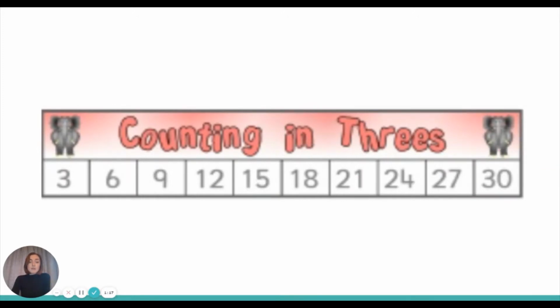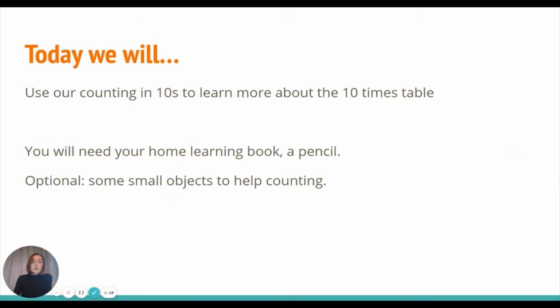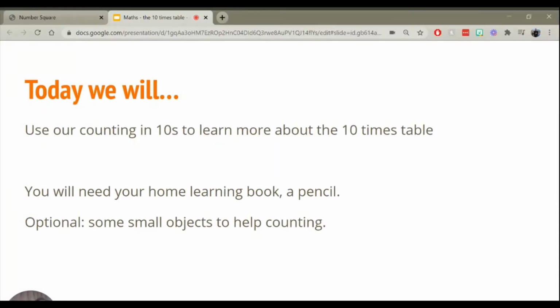Wow, well done everybody. So this week we have been practicing our 2 times table and our 5 times table. And today we are going to do one more times table. We're going to use our counting in tens to learn more about the 10 times table. And you did look at this a little bit in year 1. So you will need your home learning book, a pencil, and optional if you would like some small objects to help with your counting.